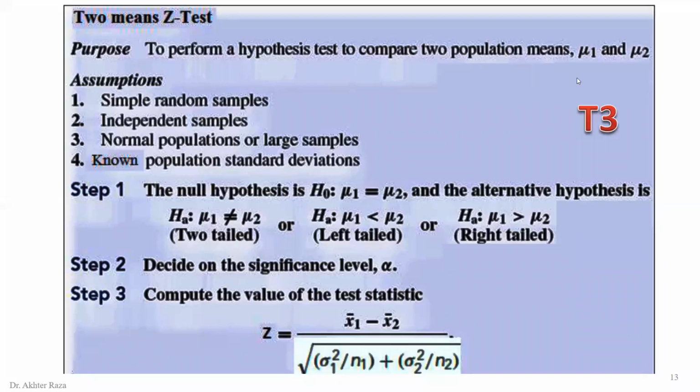Procedures T1 and T2 were described. T1 was the Z distribution for one population mean, and T2 was the T distribution for one population mean. We are going to extend the concept of testing of hypothesis from one population to two populations. This is procedure T3, in which we have to compare the means of two populations.